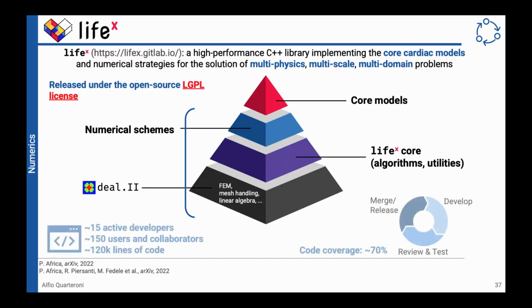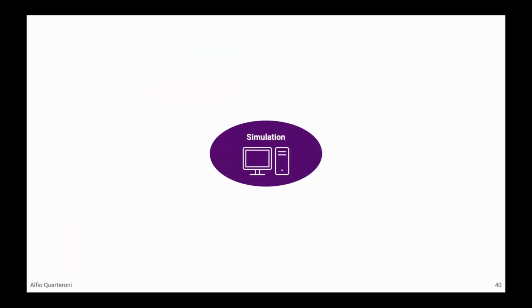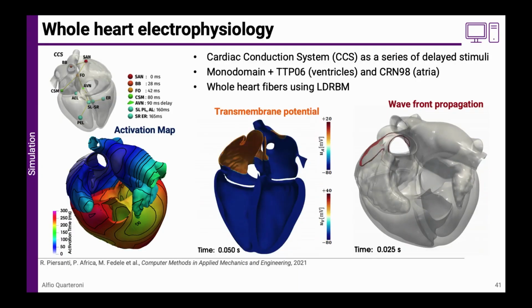And this is the library, and so far we have 15 active developers, 150 users and collaborators around the world, and this is an old picture, 120,000 lines of code. I guess that now we have about the double. So it's an increasing effort. Simulation. Just to give you some idea of what we have been able to do.